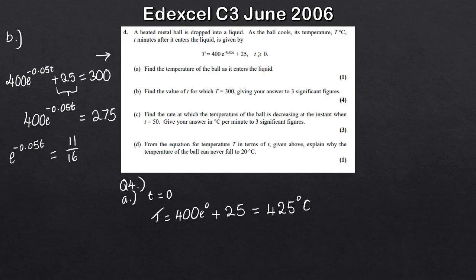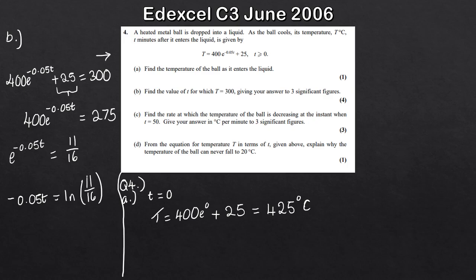And then at this stage now, again, we should be getting pretty used to this. We're just solving for t here. So we're going to anti-log. We're going to bring this down to the front. This would be minus 0.05t. If we just close this off so we don't get confused. And this is equal to the natural logarithm of 11 over 16.